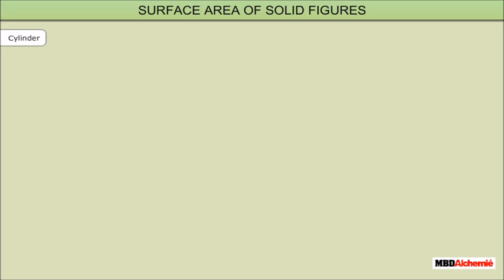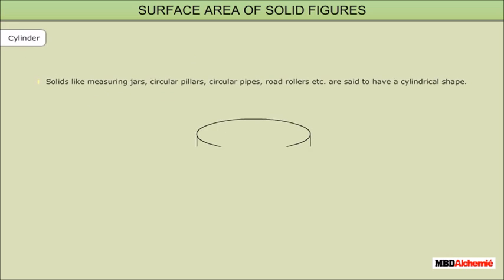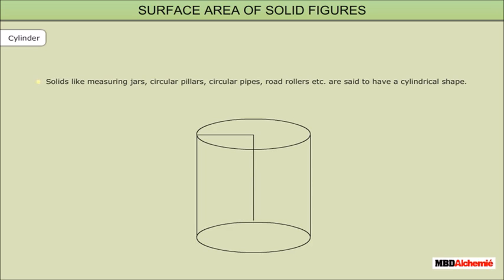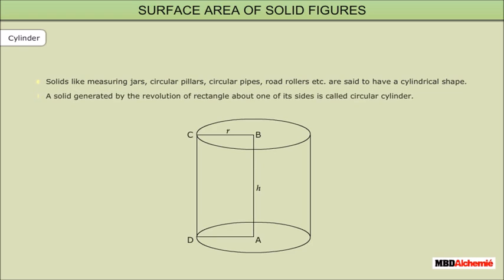Cylinder. Solids like measuring jars, circular pillars, circular pipes, road rollers, etc. are said to have a cylindrical shape. A solid generated by the revolution of a rectangle about one of its sides is called a circular cylinder. In the animation, the rectangle ABCD, if AB is taken as the axis of revolution and revolved on it, then the so formed solid is a cylinder.